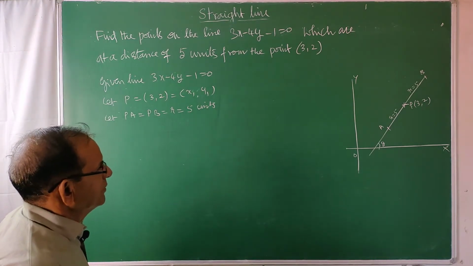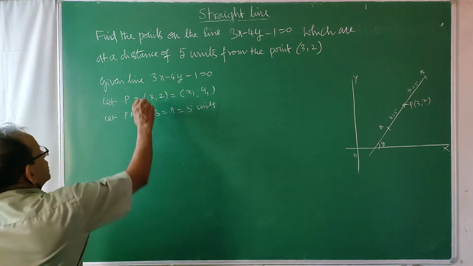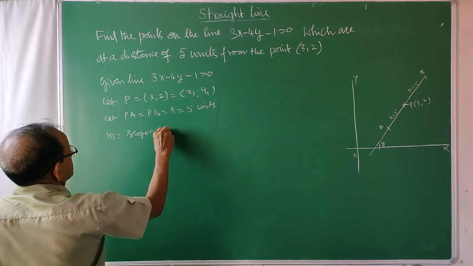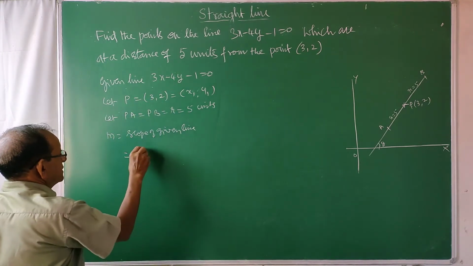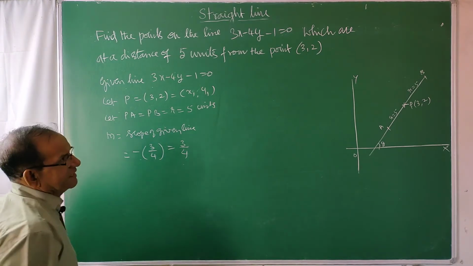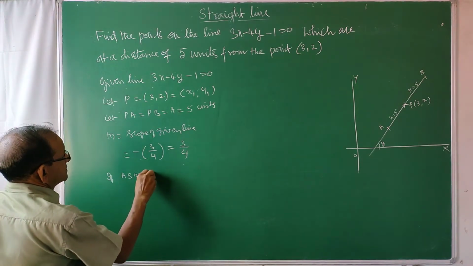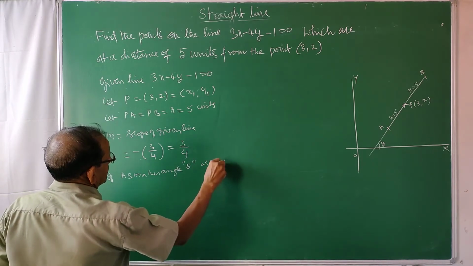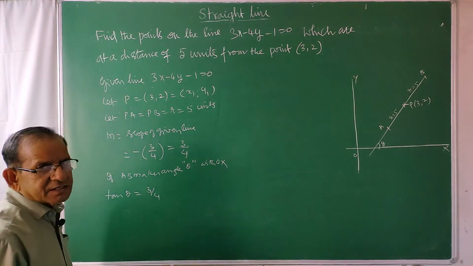Now we have to find out theta first of all. What is the angle made by the given line with x-axis? What is the slope of the given line? M is equal to slope of given line, equal to minus of A by B, that is minus of 3 by -4, that is equal to plus 3 by 4. If AB makes an angle theta with OX, then tan theta is 3 by 4, because slope of the line is equal to tan theta.